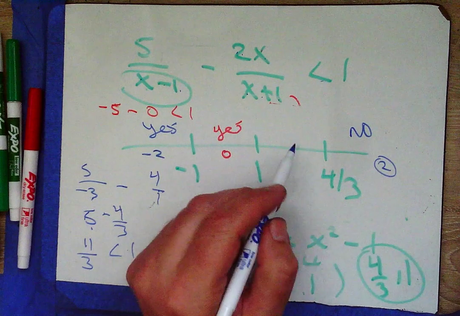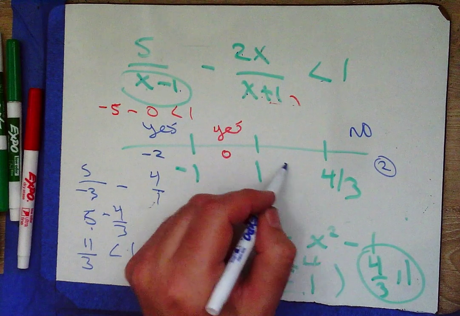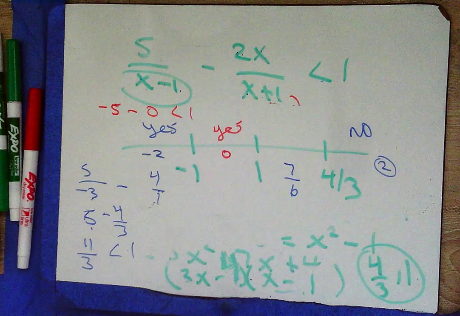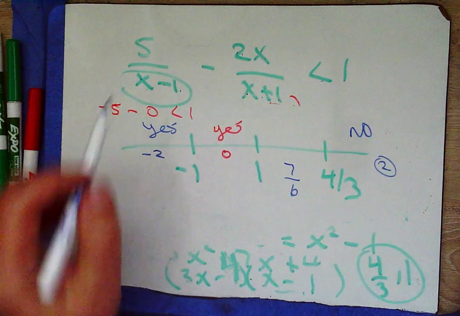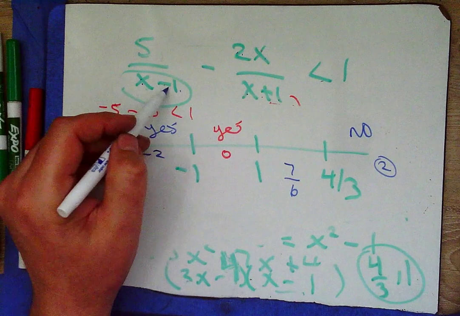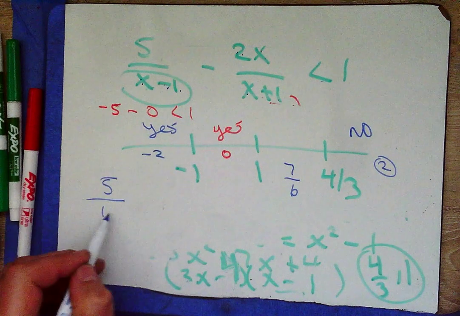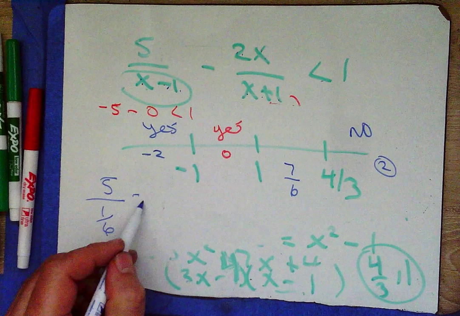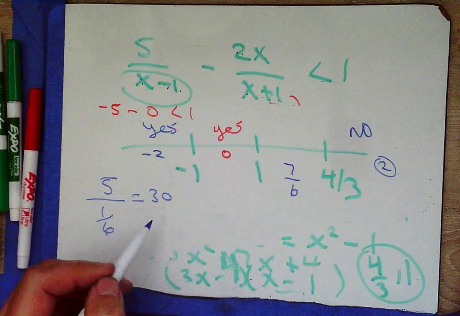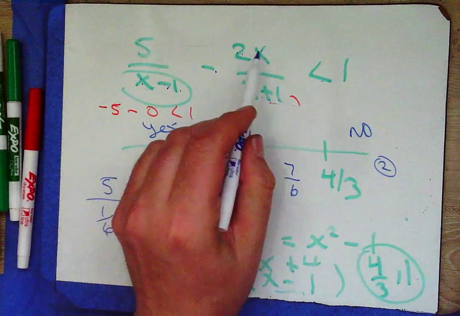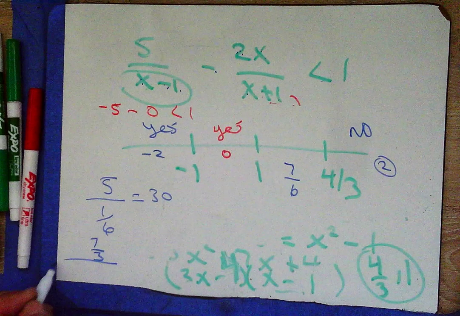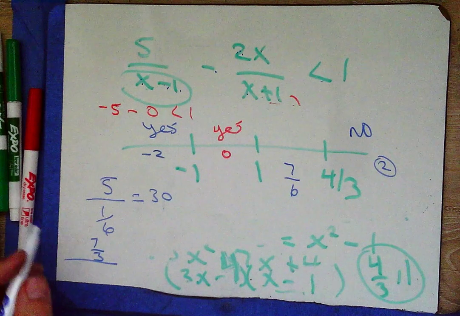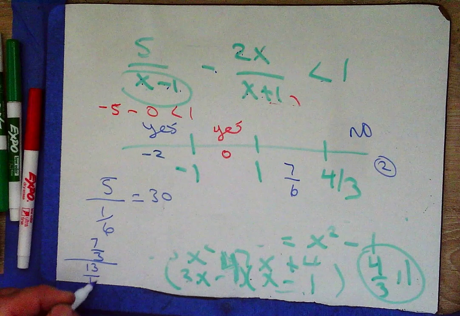3 1/2 thirds? Well, 3 1/2 thirds is 7/6. Really don't want to plug in 7/6. So 7/6 minus 6/6 is going to be 1/6. And that's going to be the same as 30. And then we have a minus 2 times 7/6 is 7/3. And 7/6 plus 6/6 is 16/6.